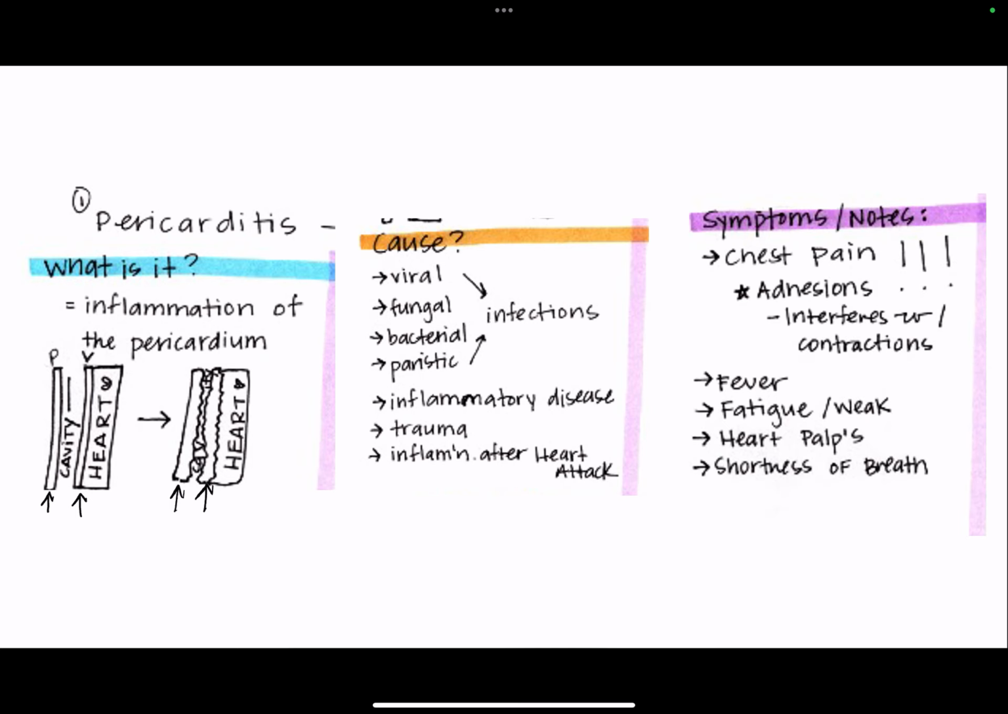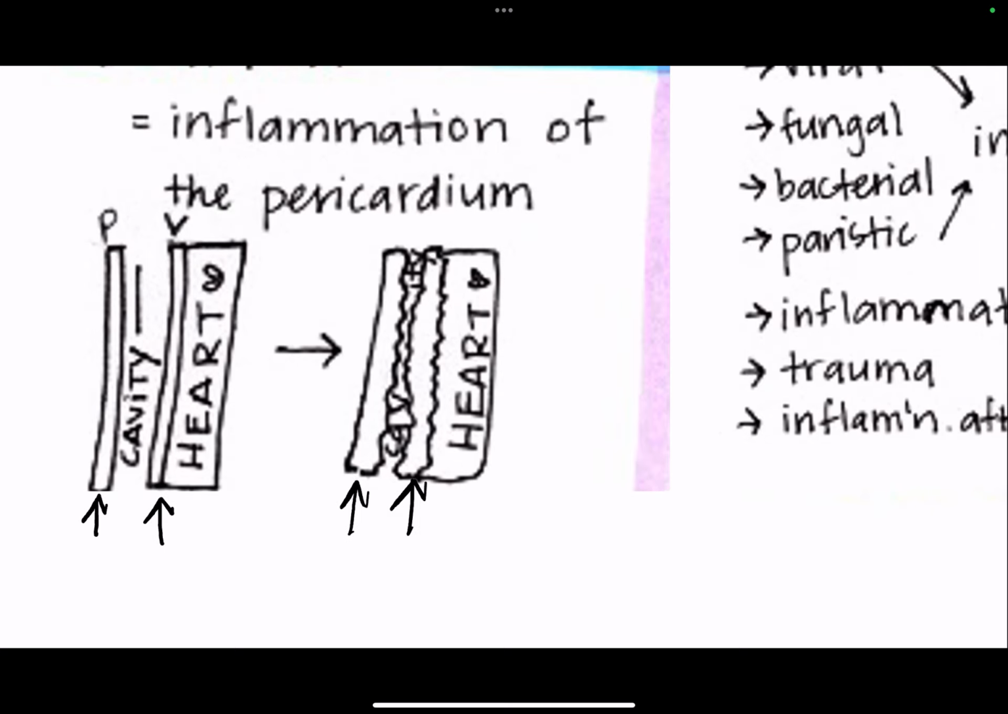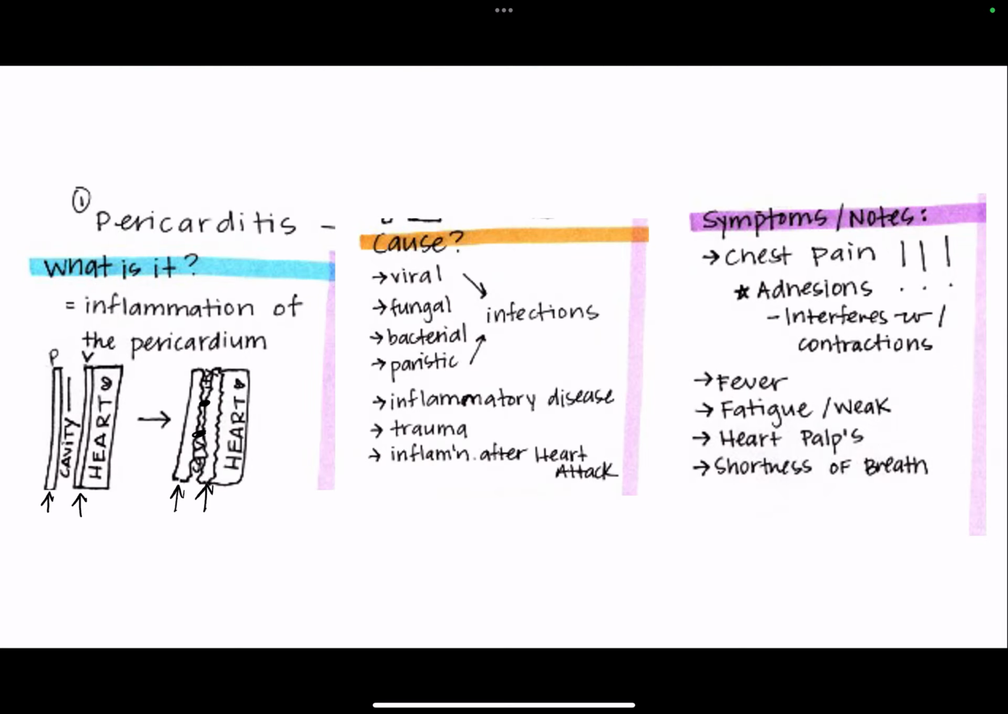And so symptoms include chest pain. And the reason why we can get chest pain with pericarditis, as you can see, let me zoom in here. Those two walls are very close to each other now that there's inflammation. So what can form are what are called adhesions, or those two walls can stick together. And so when they stick together and the heart contracts, they're pulling on each other, which is going to cause chest pain. Does that make sense? So you can have chest pain due to adhesions because it interferes with contractions.